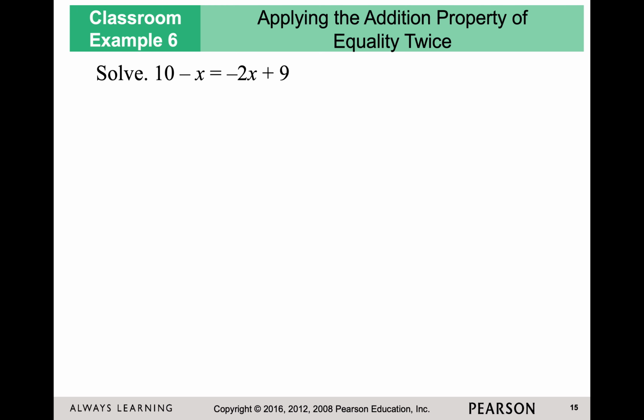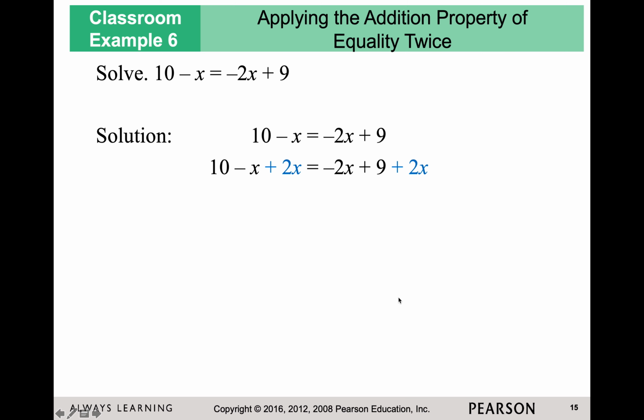Next, I have this problem where I have multiple things happening. I want to stop and say, is there an easier way to get rid of the x's on both sides and put them on one side? And there is. If I look at this, if I add 2x to both sides, that is going to be the least amount of work because I have negative x plus 2x, which is just x.